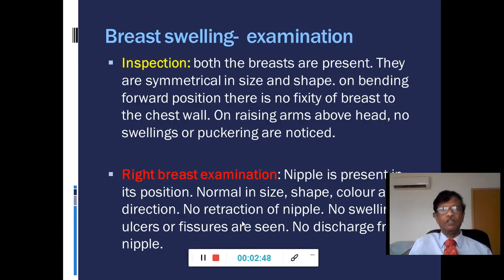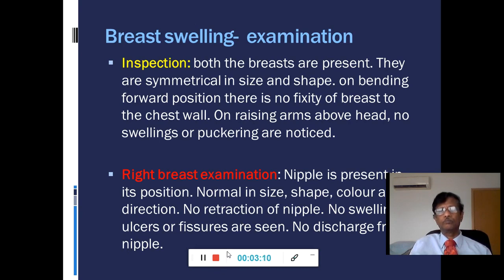Yeah, go ahead with the examination. Position of the patient and exposure. The patient is sitting on the chair with arms by the side of the chest. The whole chest is exposed. Inspection. Both breasts are present. They are symmetrical in size and shape. No obvious swellings are seen.